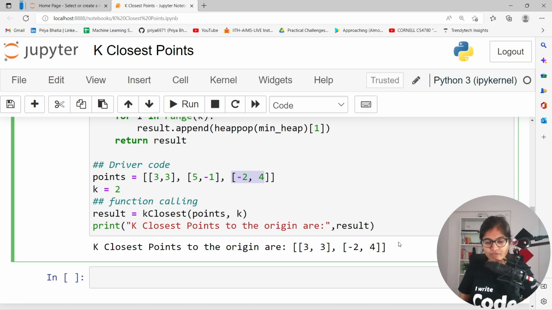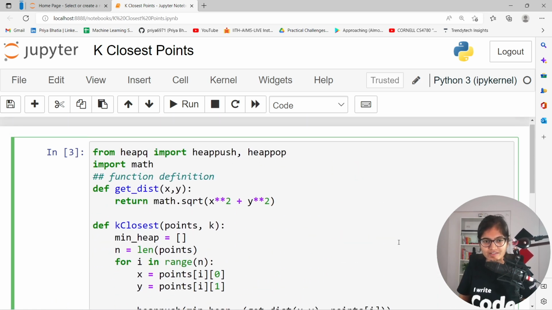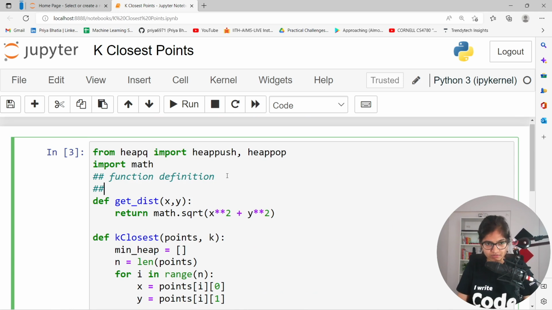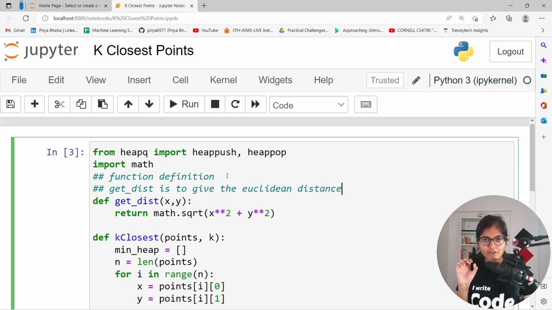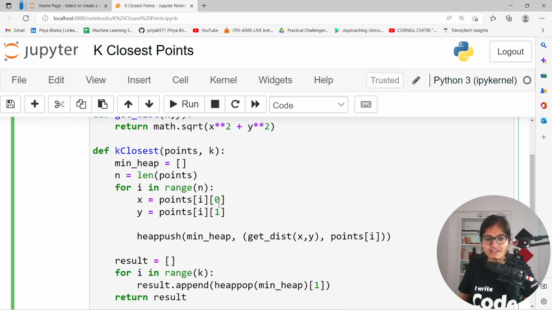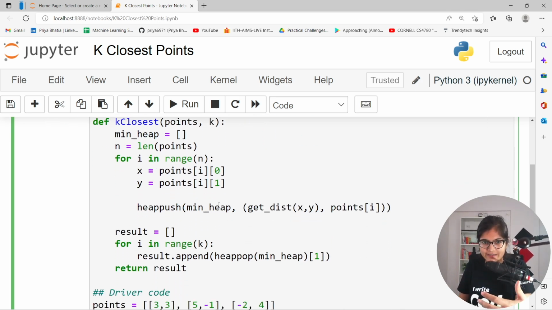Simply what we are trying to do here is that we have used one function. The get distance function is helping us to calculate the Euclidean distance. This is what you need to define, because they have already mentioned on what basis the distance will be evaluated. After that, this k closest will help us find the closest elements. The heap push function, which we are directly using here, is responsible for inserting the elements inside the min heap.